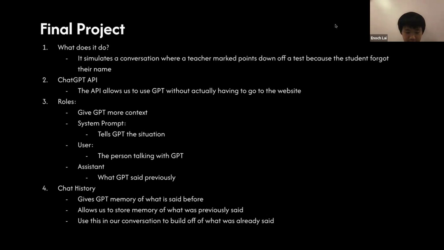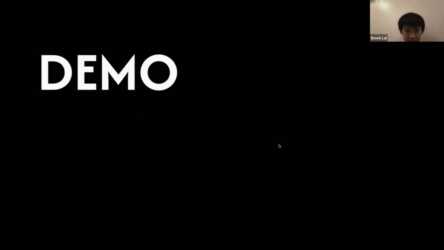So chat history helps us a lot because the API that we're using can't have a history. So we have to create a list of all of what the user and the assistant already said. That allows us to store memory, and we can use this so that it's possible to build off of what was already said instead of being limited to only a few messages. So that's helpful. And now I'll be doing a demo of the final project.